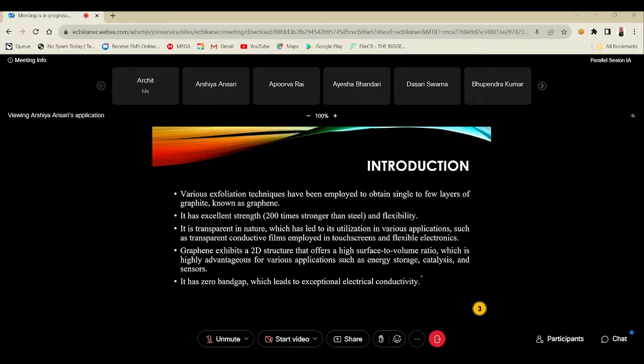From graphite we can also obtain single to few layers of graphene, which is a two-dimensional material. Graphene has excellent properties: it is very strong, 200 times stronger than steel, and very flexible. Graphene is also transparent, so it can be used for touch screens and flexible electronics. It has a 2D structure with a very high surface to volume ratio, and it can be used for energy storage and sensors, like biosensors, gas sensors, UV sensors, etc. Graphene also has zero band gap.